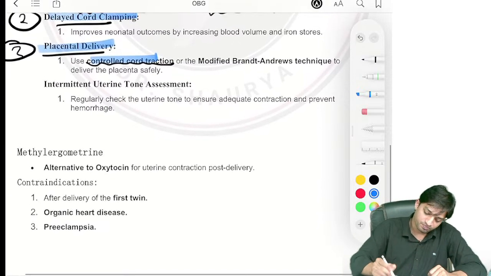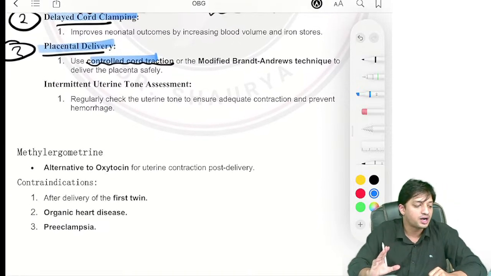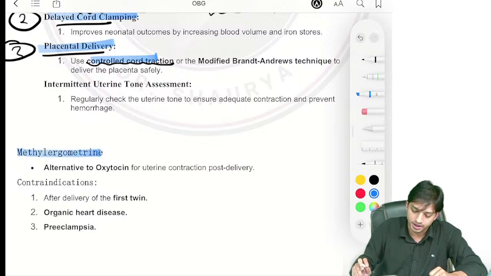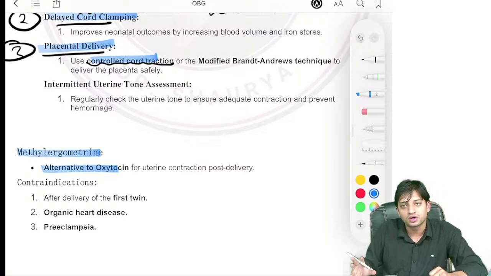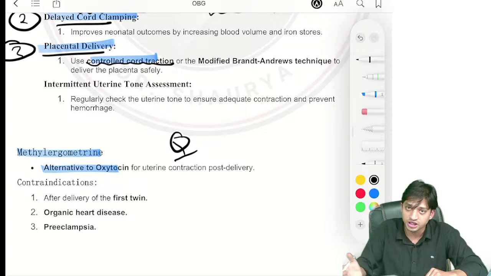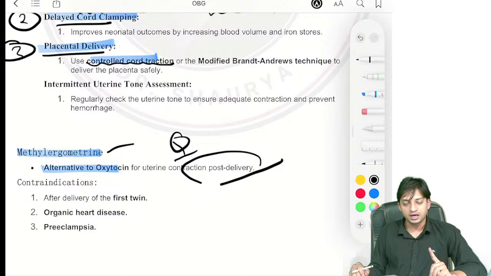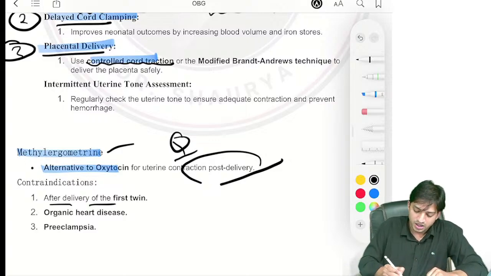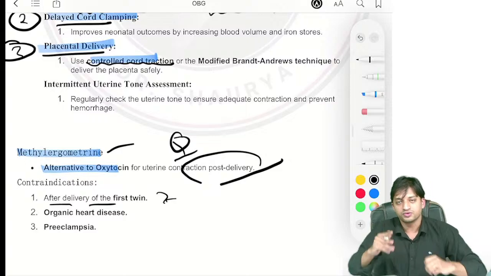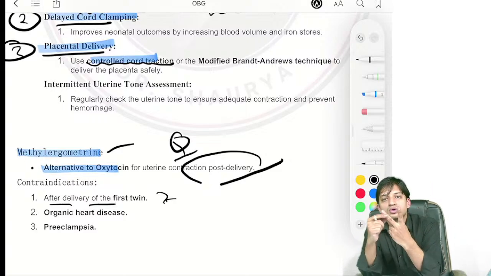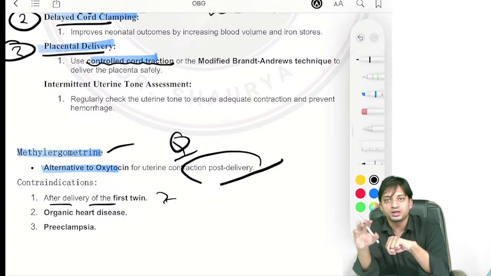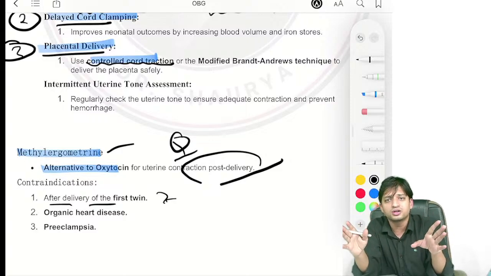Now, they have asked you from the pharma-gyne combination part one question regarding methyl ergometrine, right? It is generally given as an alternative to oxytocin for uterine contraction post-delivery. Just remember, if they ask you for an alternative drug to oxytocin for uterine contraction post delivery, it is methyl ergometrine. What is the contraindication? Methyl ergometrine is not given after delivery of the first twin. It's a simple thing: if there are two babies, you cannot give methyl ergometrine after delivery of the first baby, right? So it is contraindicated. Very simple, no need to remember, common sense.